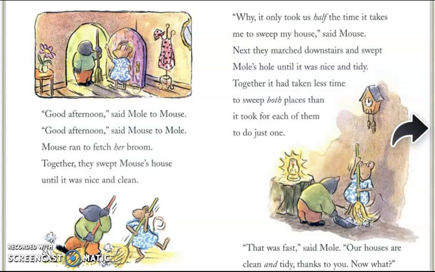"That was fast," said Mole. "Our houses are clean and tidy, thanks to you. Now what?" And here you can tell that Mole is doing the talking. It says, said Mole, and there's also quotation marks around his words. Let's keep going.